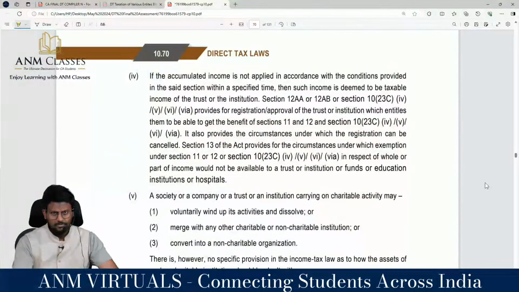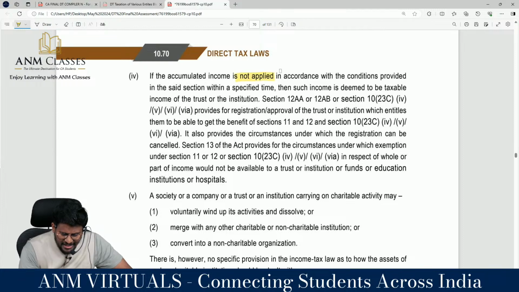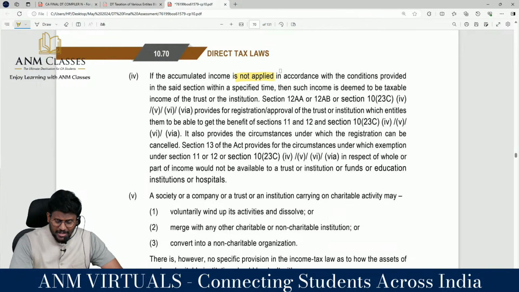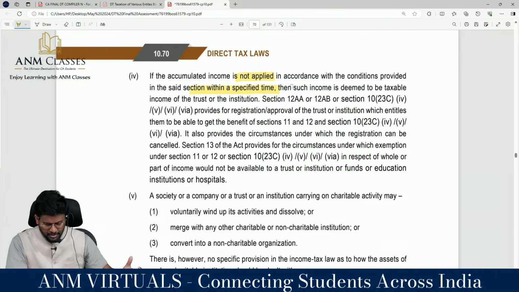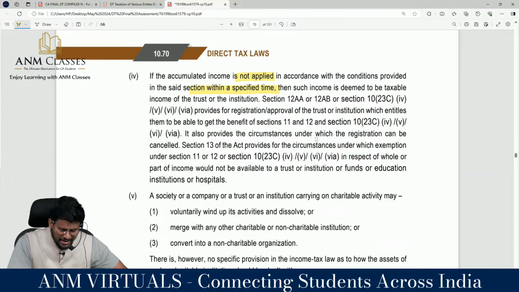Fantastic to the core. And what is the consequence? If the accumulated income is not applied in accordance with the condition provided in the said section within a specified time, then such income is deemed to be taxable income of the trust or institution.